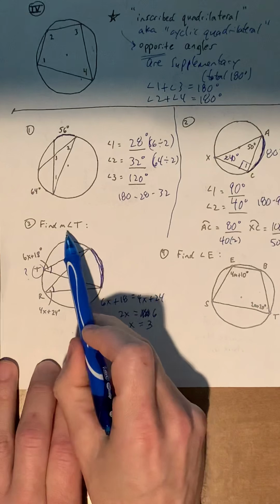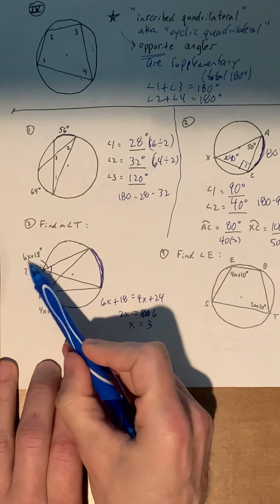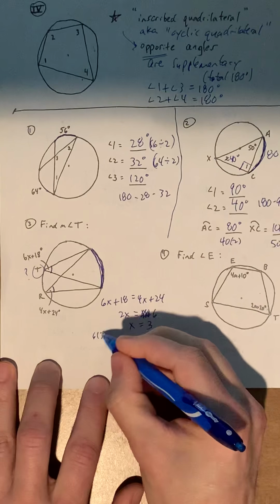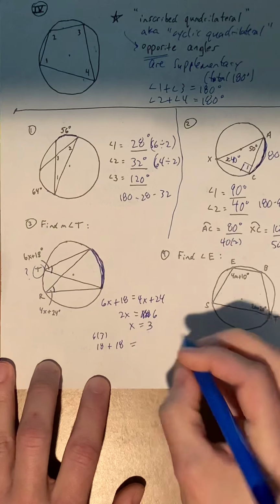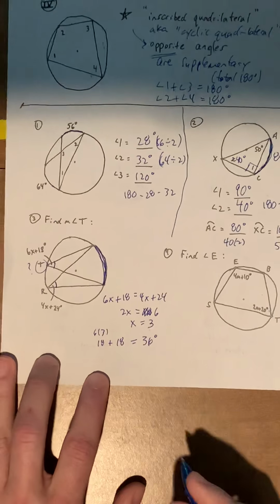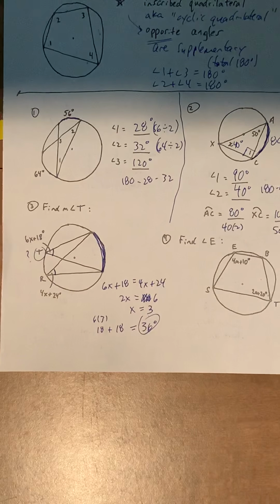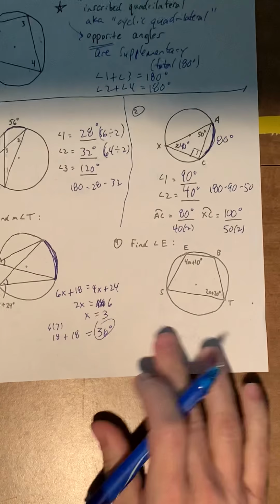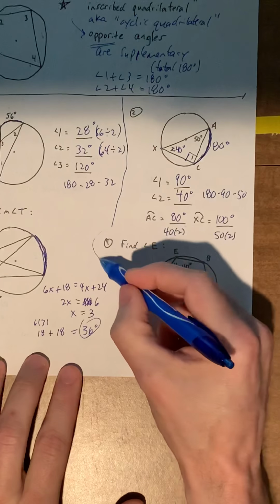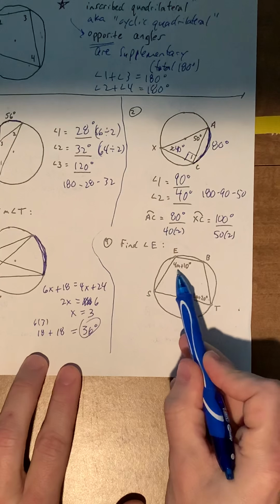Now we want the measure of angle T. So we plug 3 back in for x, substitute it in for x. 6 times 3 is 18, plus 18, 36 degrees for angle T there. All right, and moving on to the last problem. It wants us to find angle E. All right, angle E is right here. 4m plus 10 is the expression we get.